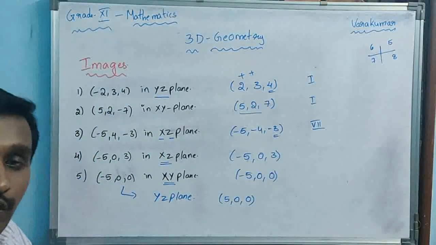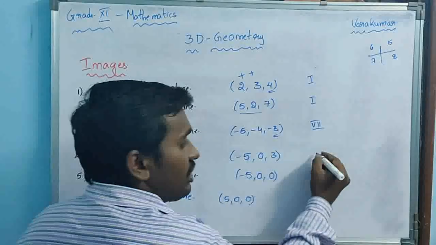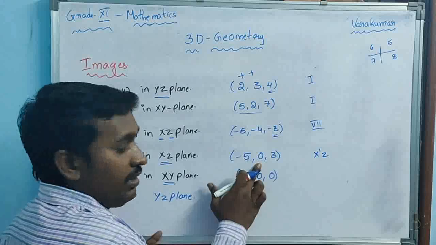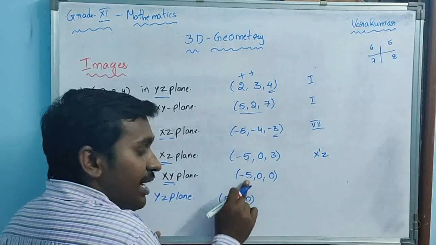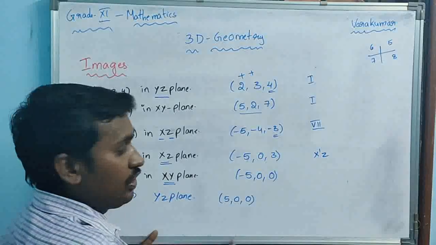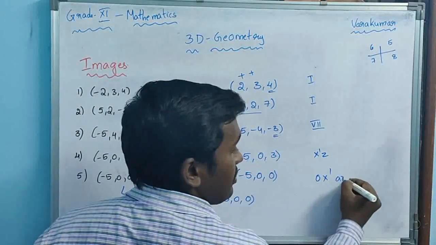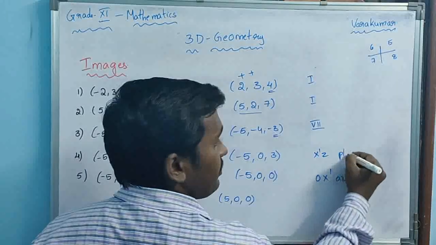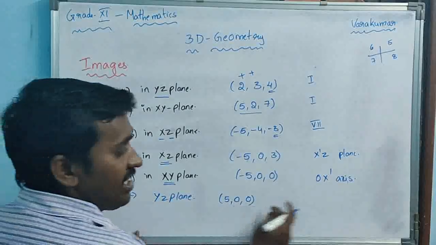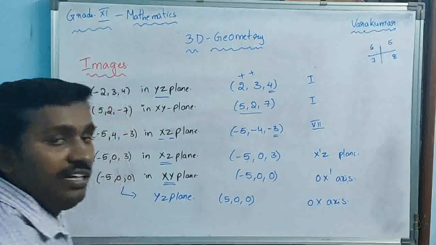And minus 5, 0, 3. It lies where the y value is 0, so the x dash z plane. And here, it is minus 5, 0, 0. So both the y value and z value are 0, so it lies on the O x dash axis. And this one, 5, 0, 0, lies on the O x axis. Clear? Fine.